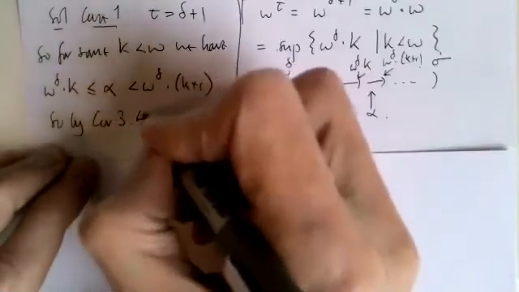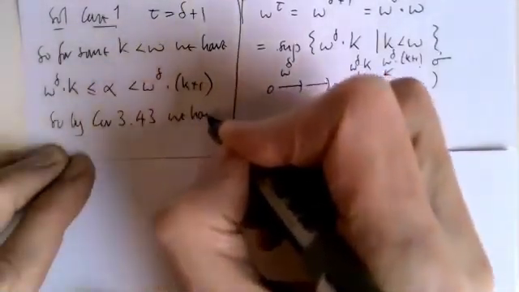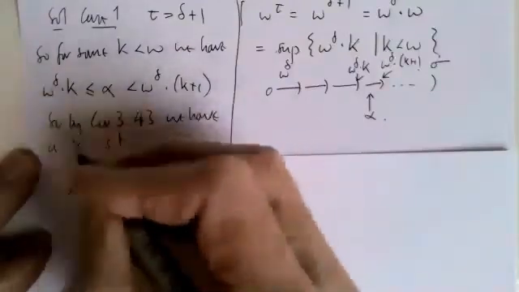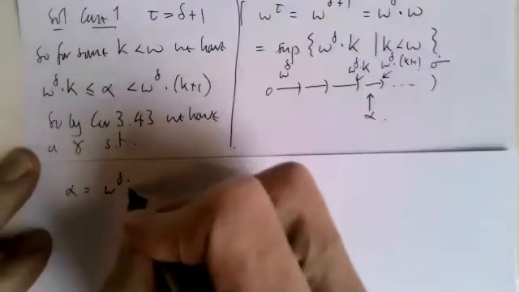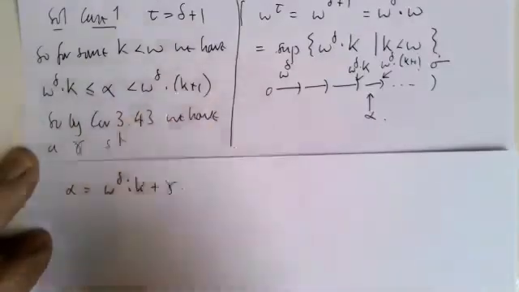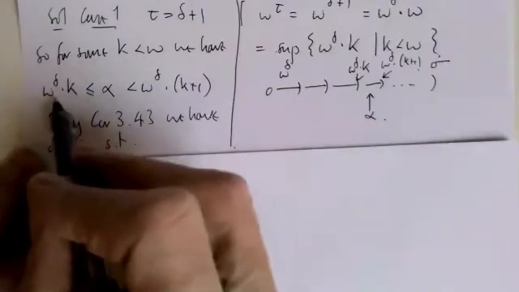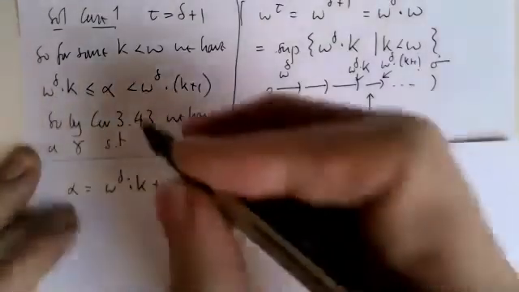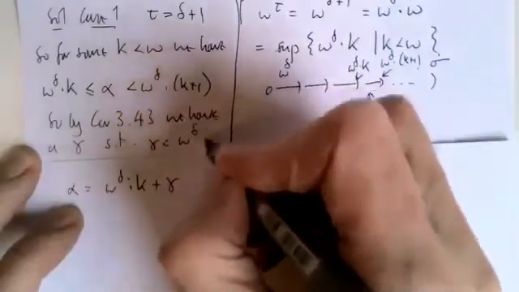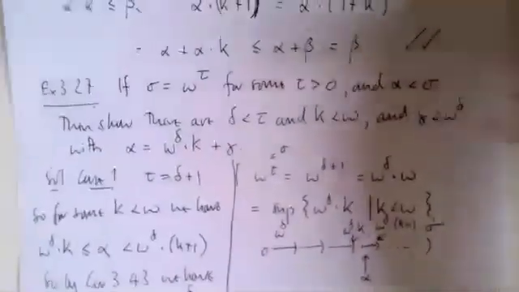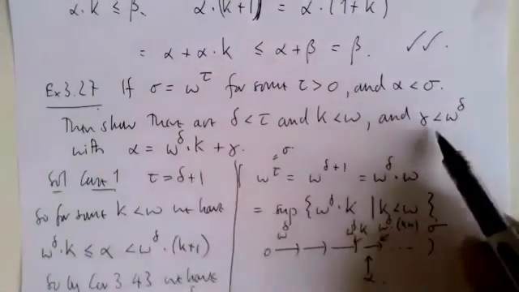What was it? 343. We have our remainder gamma. Alpha is omega to the power delta times k plus gamma here. And the gamma is less than the divisor here, omega to the delta. So we fulfilled the task here in this case 1, right? We found our k and we found our gamma that's less than omega to the delta.